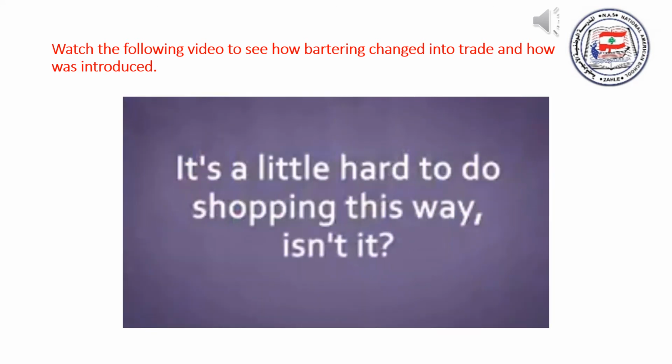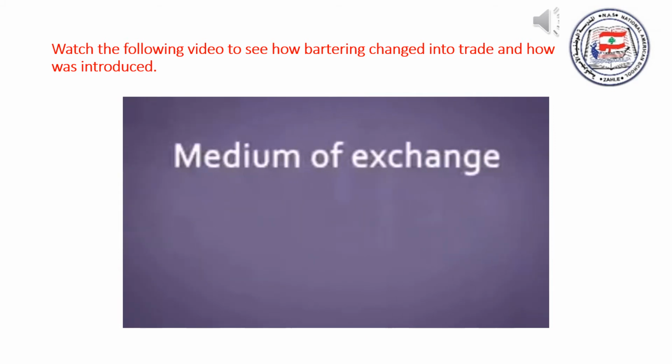It's a little hard to do shopping this way, isn't it? Barter trade is ineffective and time-consuming. People need something that can be used as a medium of exchange, something everyone can accept. They needed money. Money has specific properties.